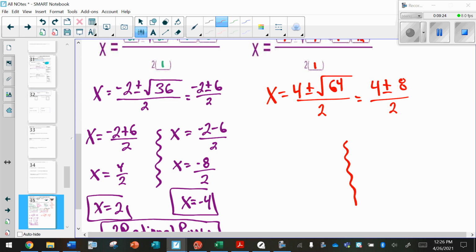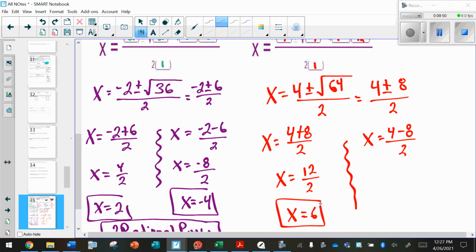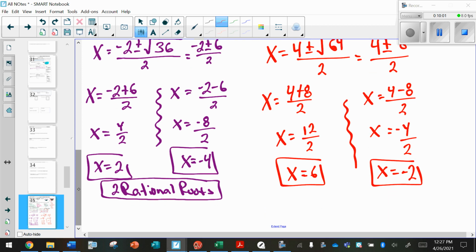So now my two roots become x equals 4 plus 8 over 2. And then x equals 4 minus 8 over 2. 4 plus 8 is 12. And 12 divided by 2 is 6. That's my first 0. And then 4 minus 8 is negative 4. Negative 4 divided by 2 is negative 2. That's my other 0. Again, because our discriminant was a perfect square, we have two rational roots.